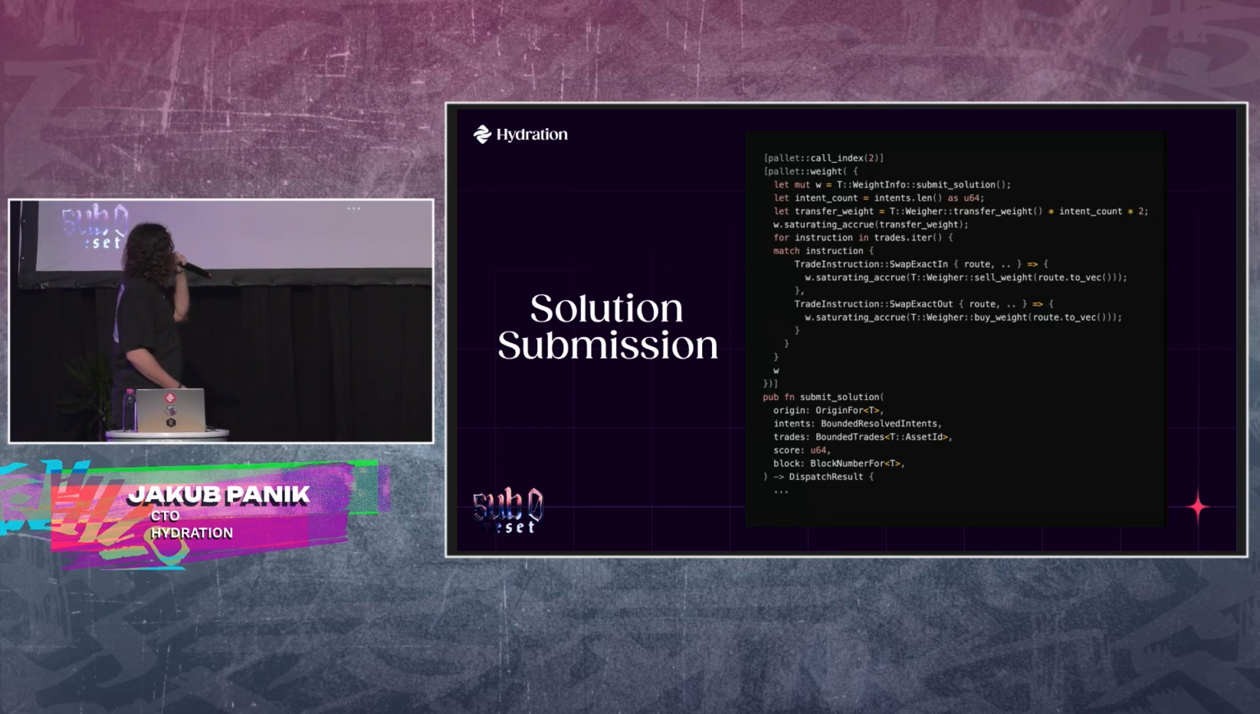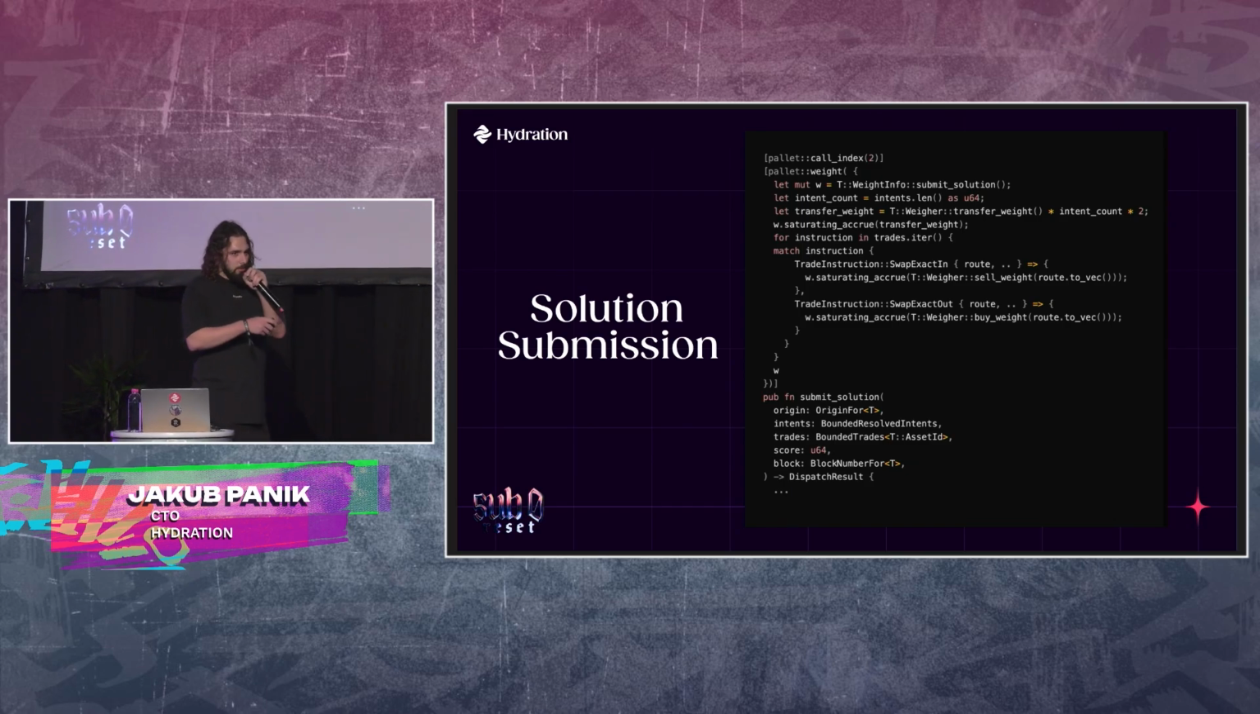So let's get a little bit codey. This is the way how we submit the solution, and actually the interesting thing is how we compute the transaction size of this. It's actually calculating how many intents we have in the block, and then this is counting a transfer weight, which means that this is much cheaper operation than doing swap through some kind of AMM or other pool.